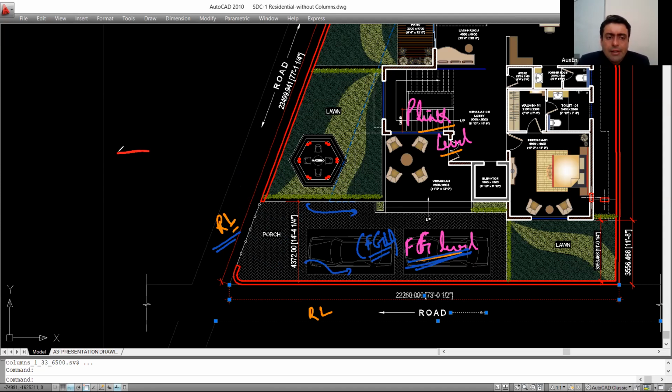So if this is my road level, I would like to have a raised FGL. Okay, are we clear?